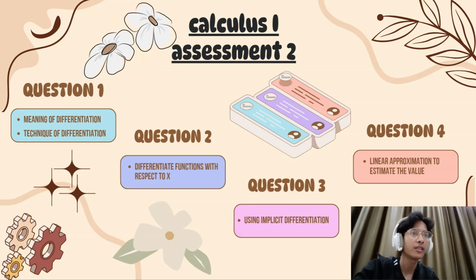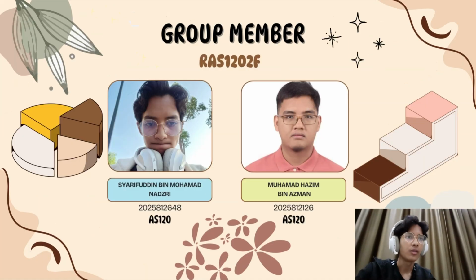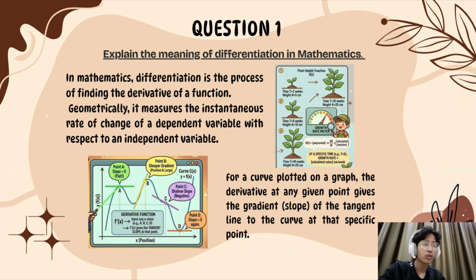Today we will be discussing 4 different types of questions in our calculus assessment. For me, I'll be covering question 1 and 2, and my partner Hazim will be covering question 3 and question 4. So this is our group member. It is just me and my partner. My name is Sharifuddin bin Muhammad Nazri, and my partner's name is Muhammad Hazim bin Azman. So let's jump to question 1.